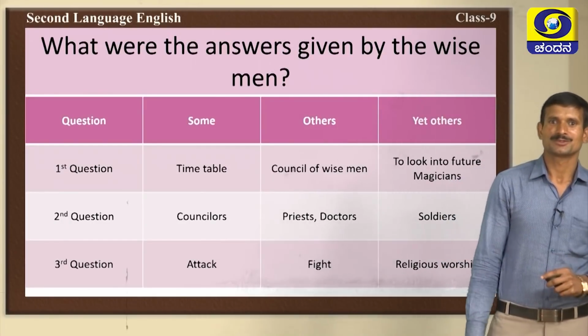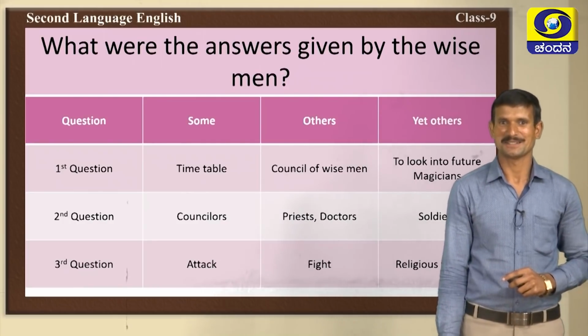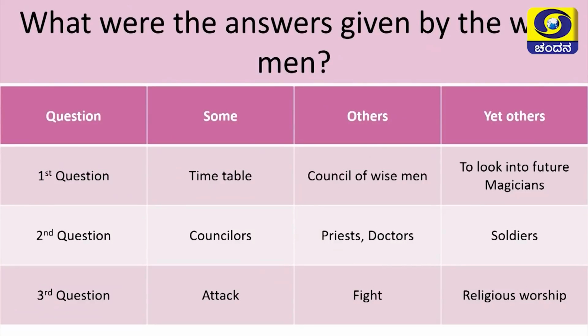Then, what were the answers given by the wise men? Yes, these are the questions and the replies given by the wise men. First question, what is the right time to begin something? Some said the king should prepare a timetable. Others said the king must have a council of wise men. Yet others said the king must look into the future, so he should consult magicians.